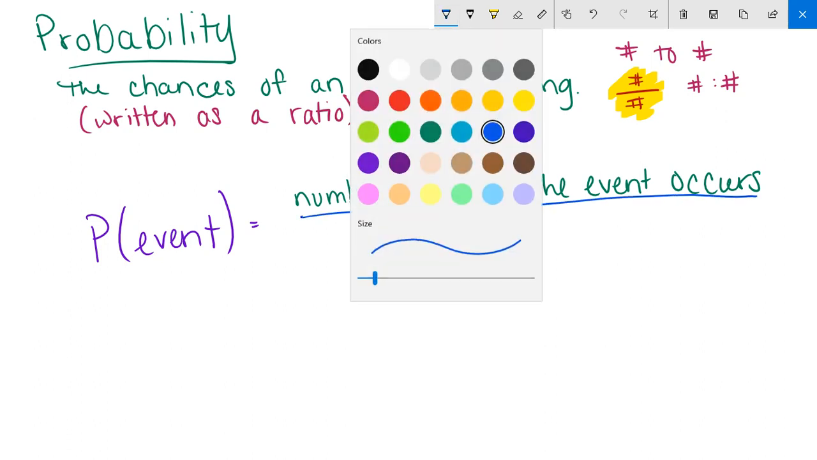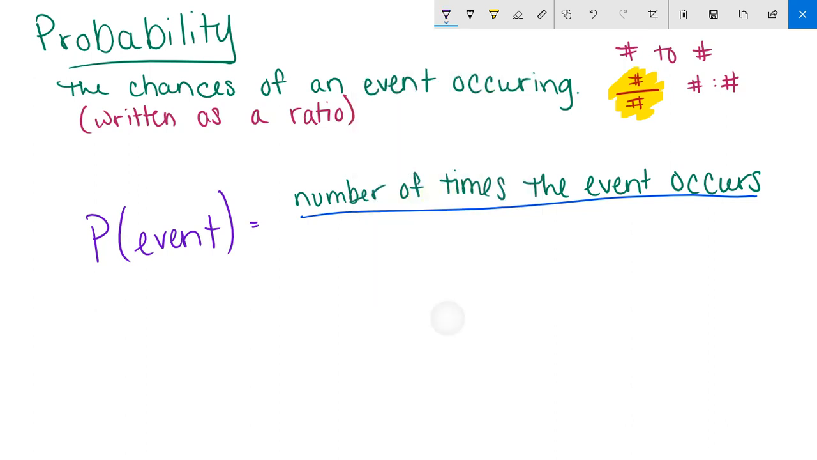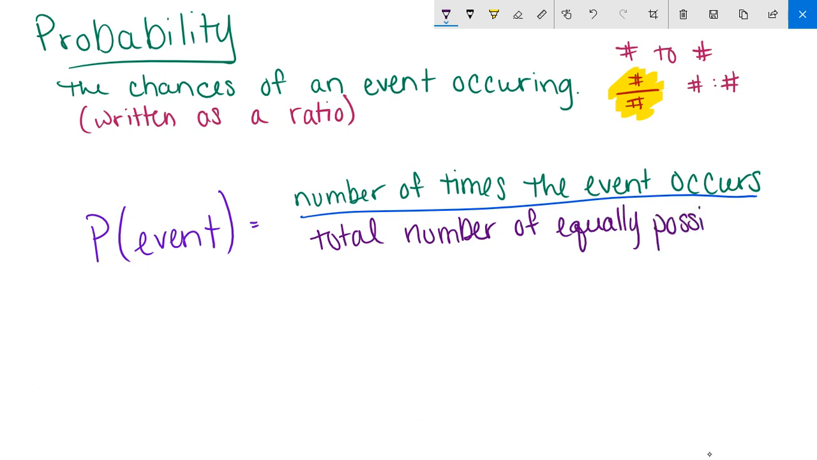over the total number of equally possible outcomes. Oops, I can't spell. This is why I teach math. Okay, so the total number of equal possible outcomes. I like to say what we're looking for over the total number of events.